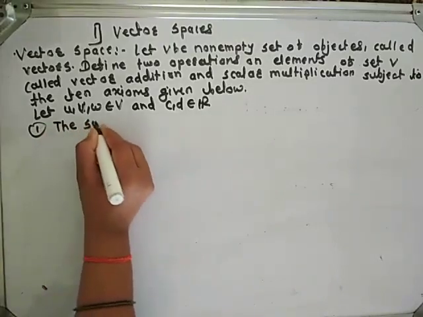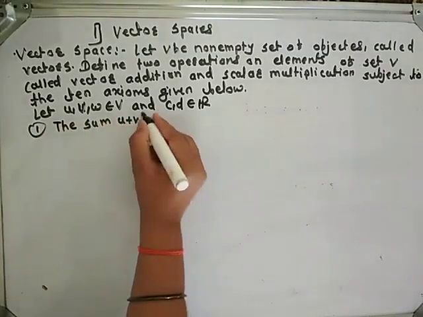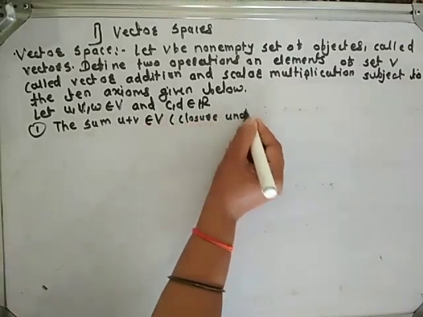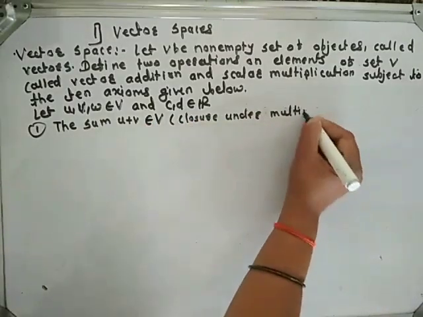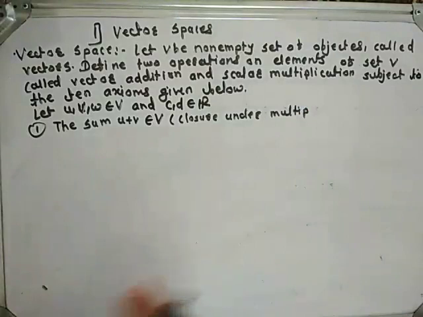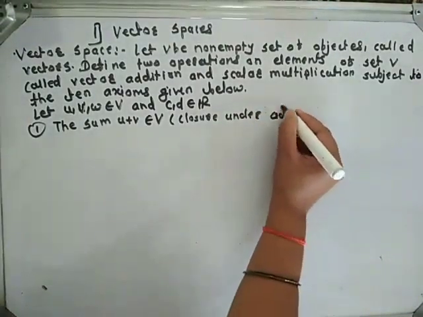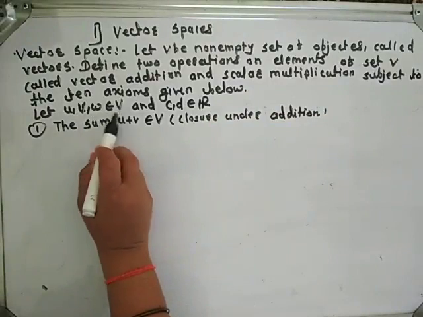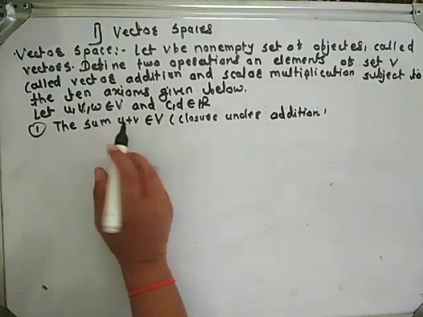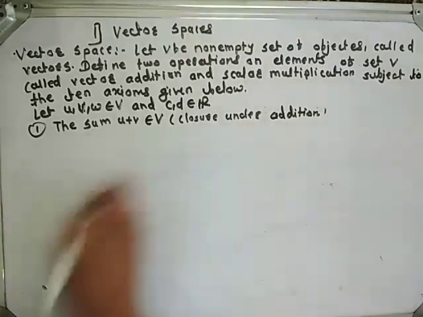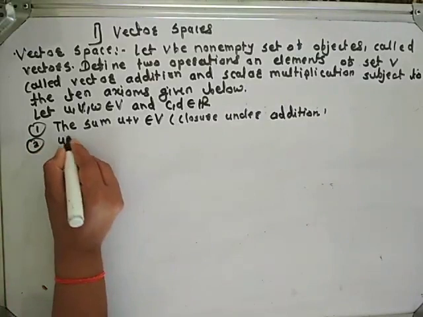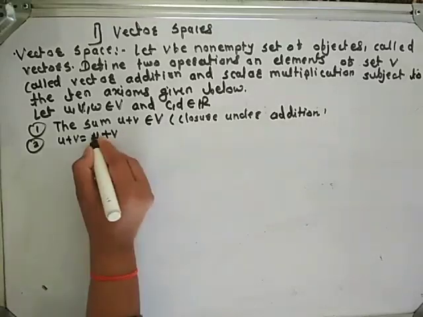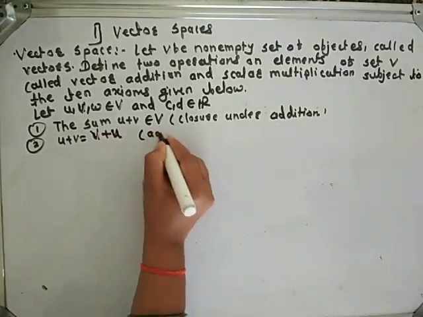The first axiom is the sum u plus v belongs to V. This is closure under addition. It means that if you take u and v, two vectors in V, and take their sum, it is again in V. The second property is u plus v is equal to v plus u. Addition is commutative.